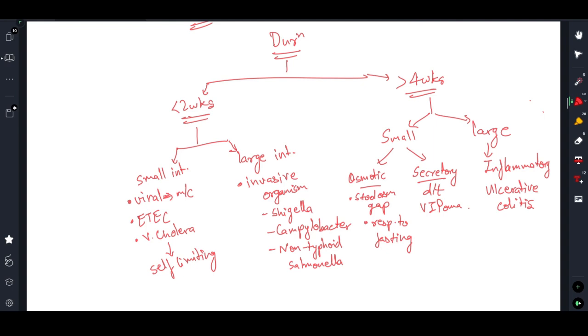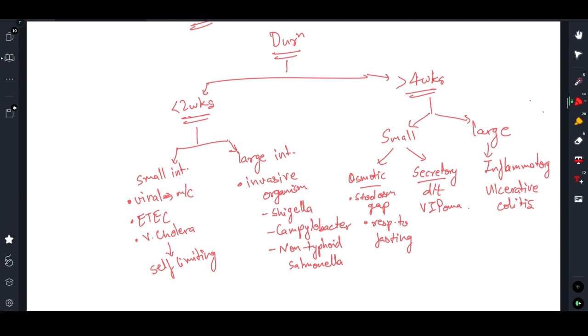Now, if the patient is presenting with chronic diarrhea, again based on those same parameters, you will divide it into small or large intestinal diarrhea. Now, discussing the chronic causes for small intestinal diarrhea, it can be either malabsorption, or it can be tumor leading to secretory diarrhea, that is VIPoma, right?